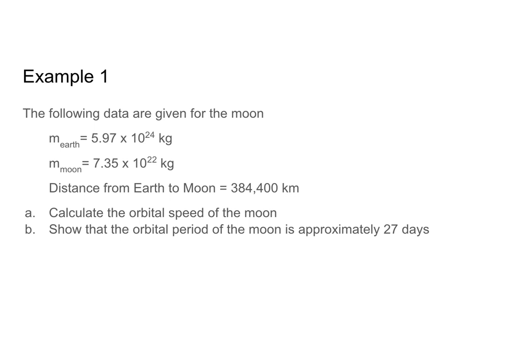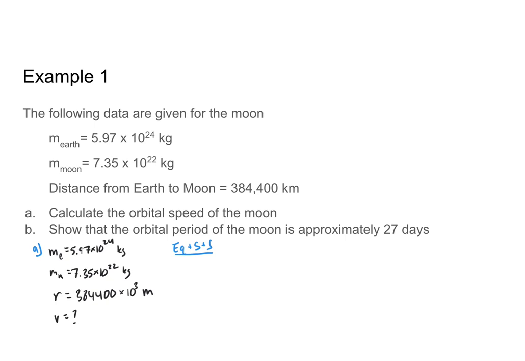For part A, I'm going to start by listing my givens and unknowns. I know that the mass of the Earth is equal to 5.97 times 10 to the 24th kilograms. The mass of the moon is 7.35 times 10 to the 22nd kilograms. And the distance between them is 384,000, or 384 times 10 to the third kilometers. And I want to find v, the orbital speed of the moon. So let's take a look at my equation, plus my substitution and my solution.